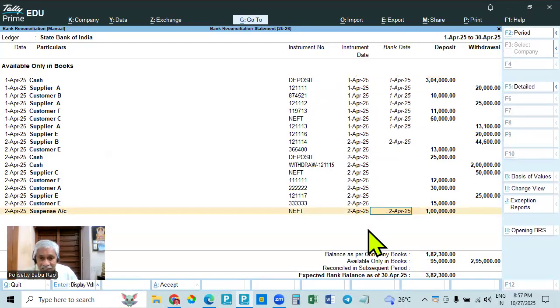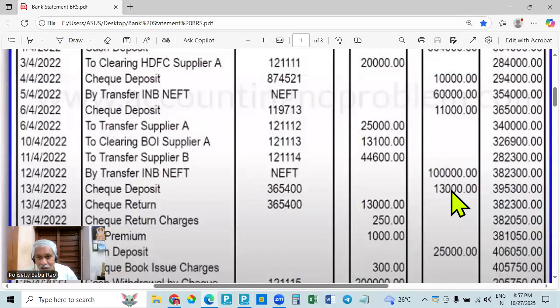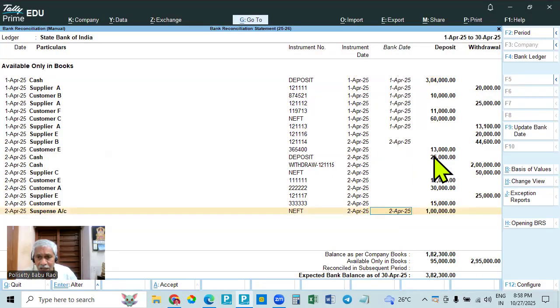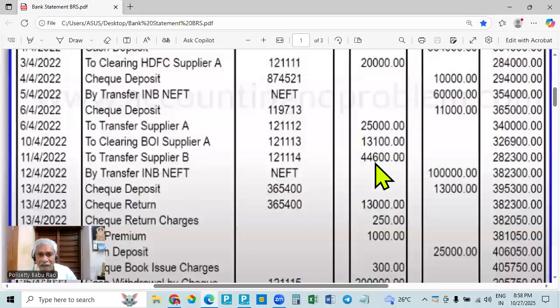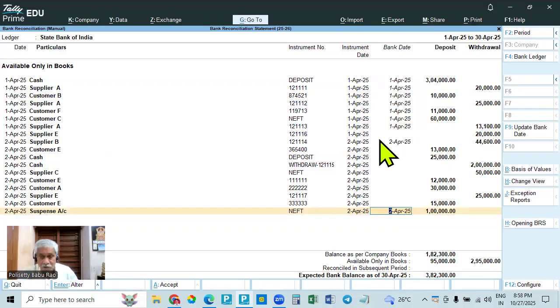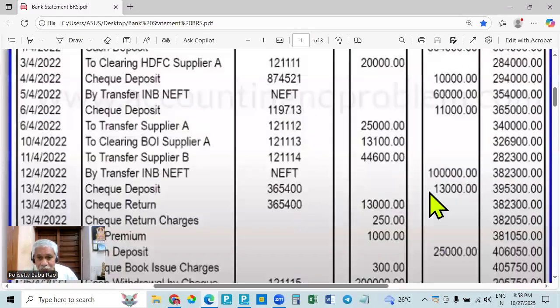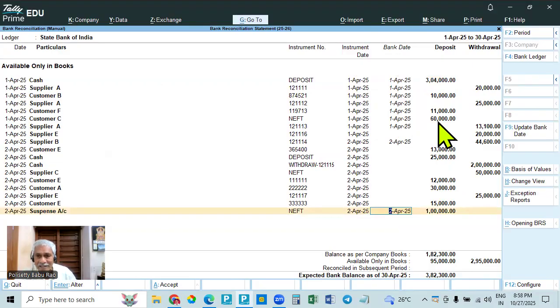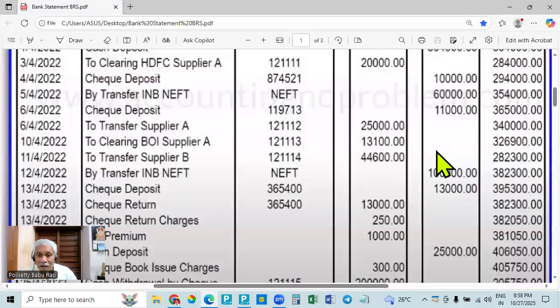Okay, and then next one, 13,000 rupees is there. See here, 13,000 rupees. From the customer we received a 13,000 rupees check. We debited the bank and credited the account. But sometimes the check is bounced. The 13,000 rupees is credited by the bank. We debited it in the bank account, but now it is bounced.